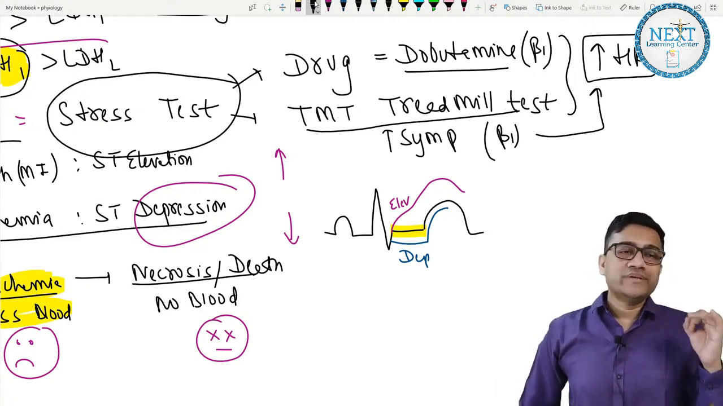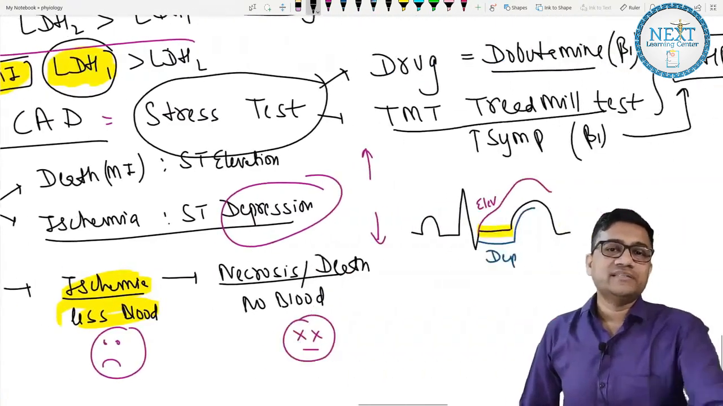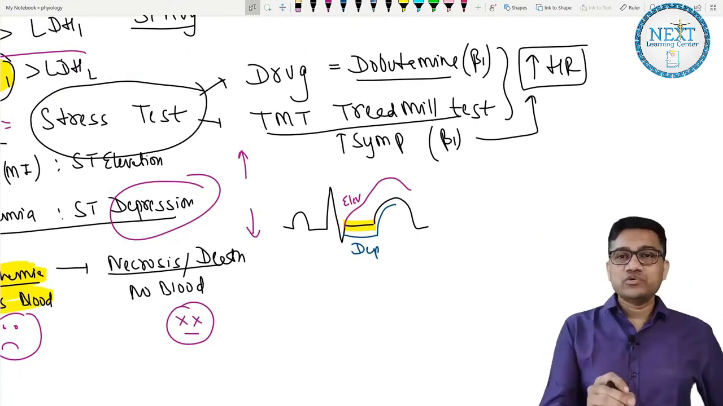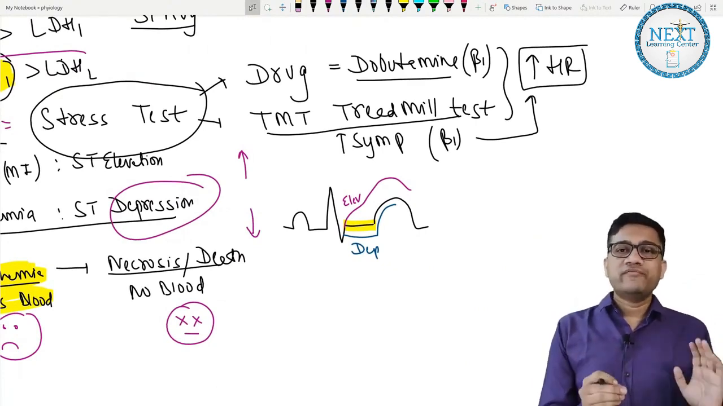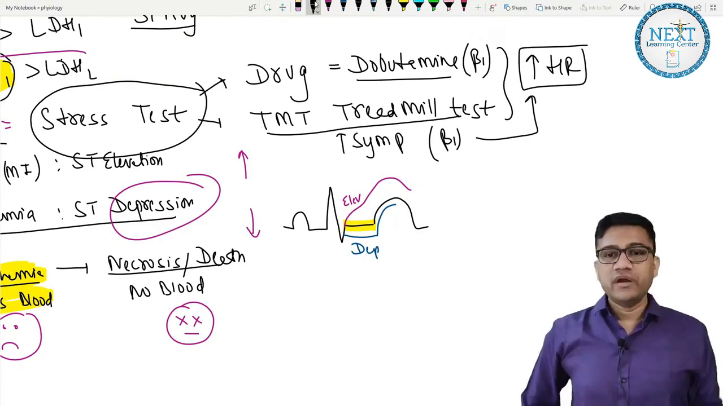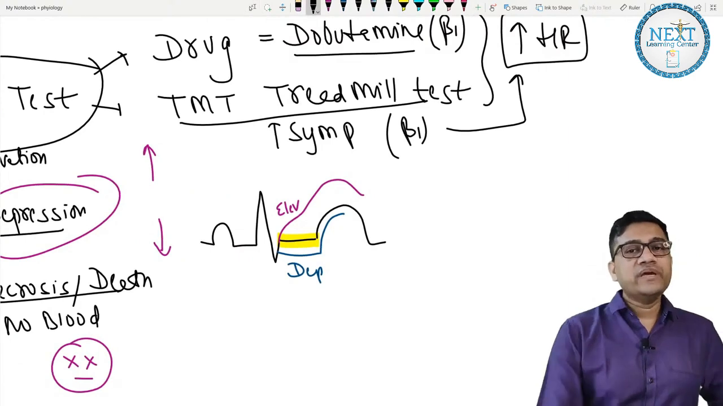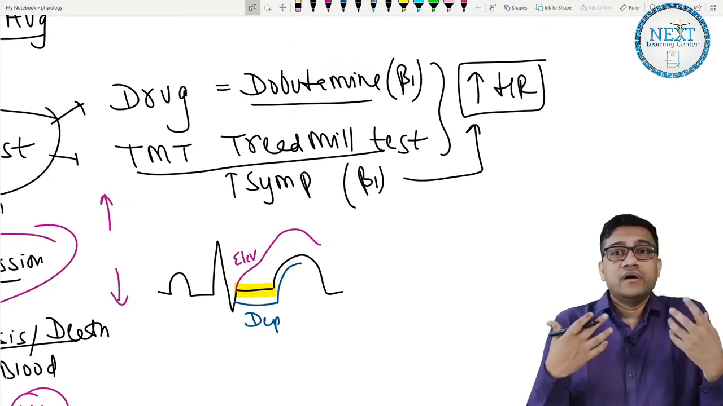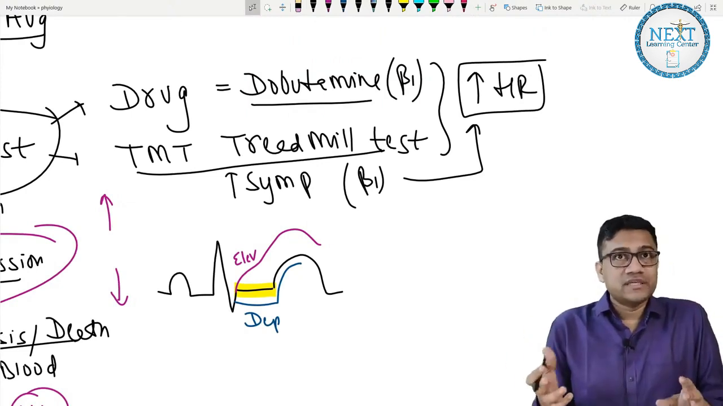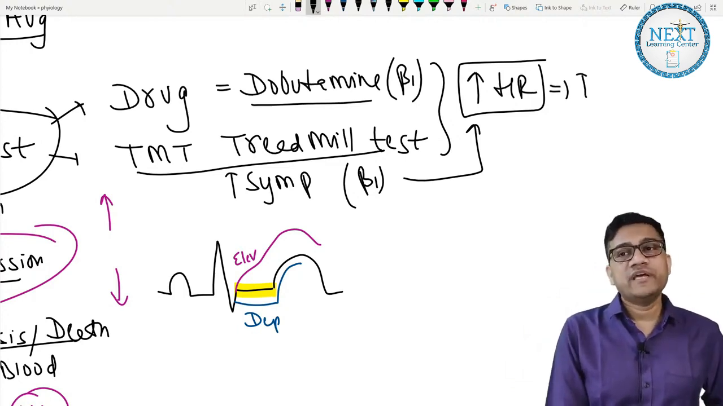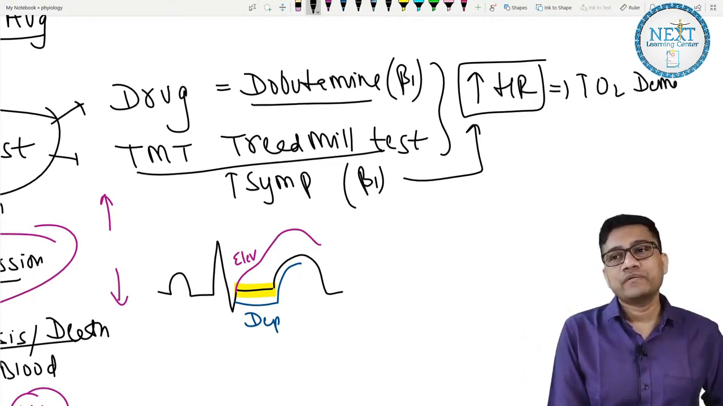So how do you test coronary artery disease? The answer is stress test. What are the two stress tests we have? Drug induced, dobutamine, or if you are able to walk, exercise, then we do the treadmill test. What is the principle? When you increase this, the heart rate increases. That is why emotion, anxiety, fear, anger, even intercourse can cause increased heart rate. And increased heart rate causes what? It will increase oxygen demand.